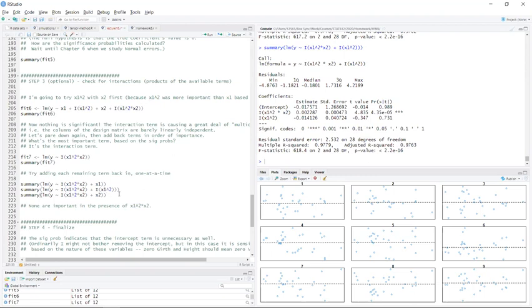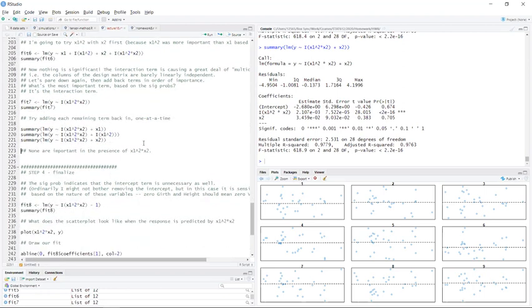What about x2, after I've already taken x1 squared x2 into account? Is x2 important? No, according to significance probabilities, no. So once I've taken x1 squared x2 into account, nothing else really matters. This is the only term I need.